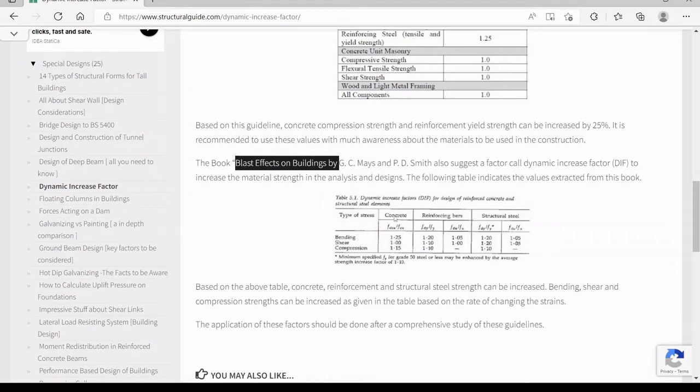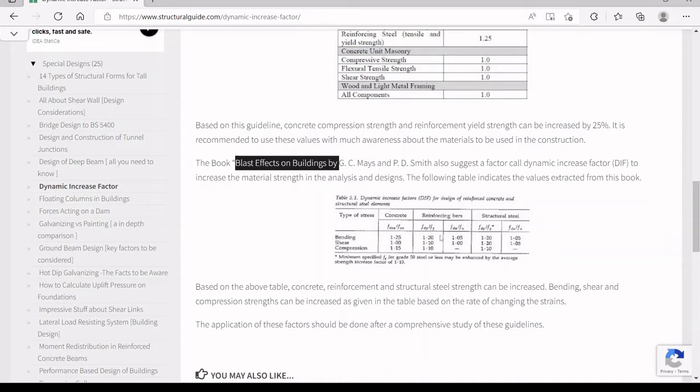For bending, you can see in this table, we can increase the characteristic strength by 25%. That is, fcu can be increased by 1.25 when there is a higher rate of strain. In case you design a building for blast loads, that's a higher rate of strain, so we can enhance it when the blast loads are applied. You can increase the characteristic cube strength by 1.25.